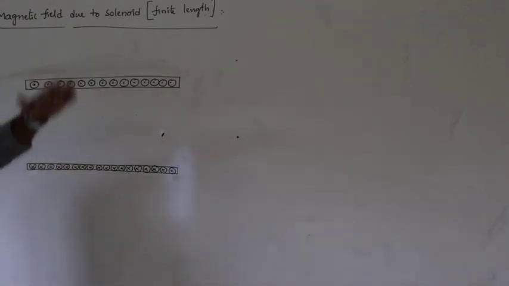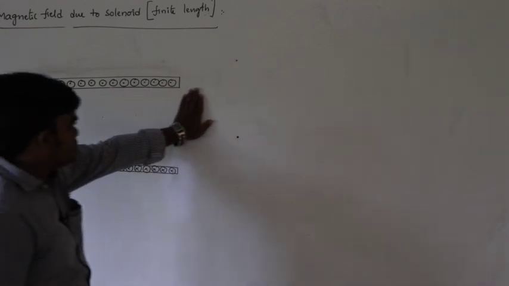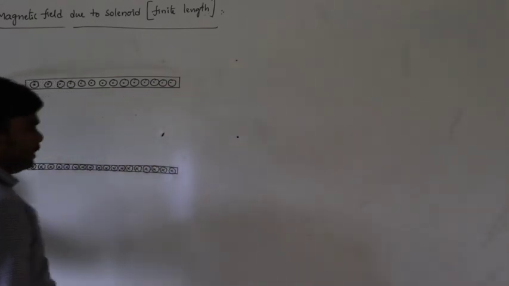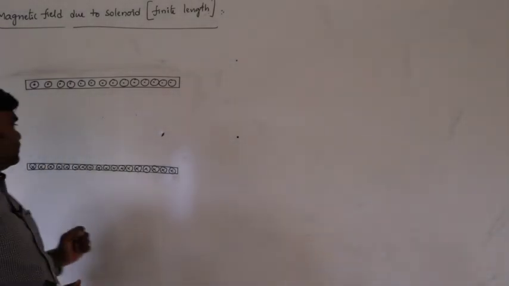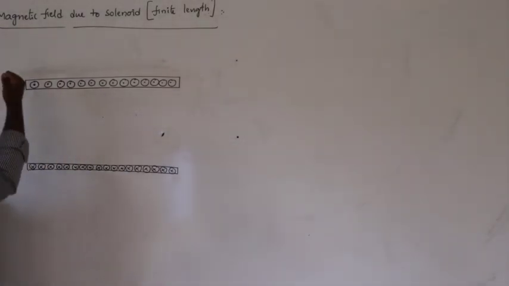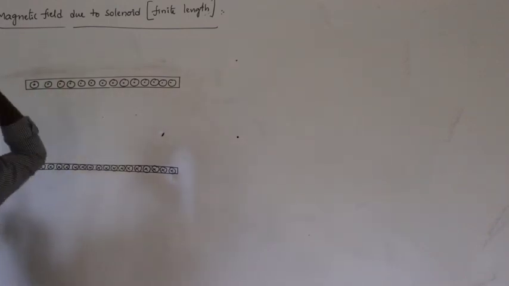So here the current is outwards and here the current is downwards, and this acts as a solenoid of finite length. It has a total number of turns. This is one turn and this is another turn, like this. All these are the turns. So now here the current is outwards, here the current is outwards.